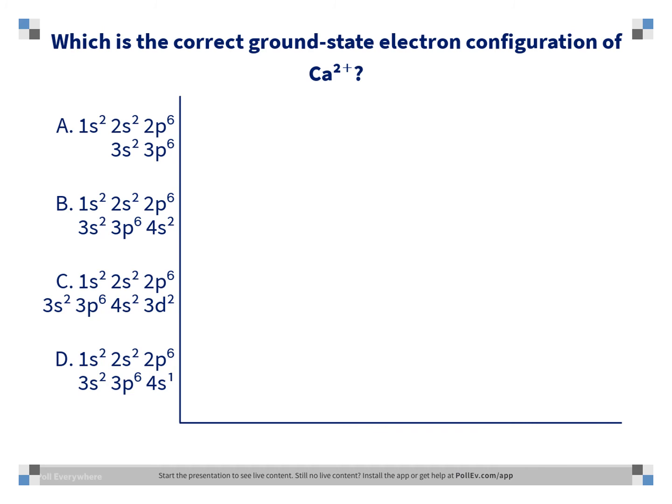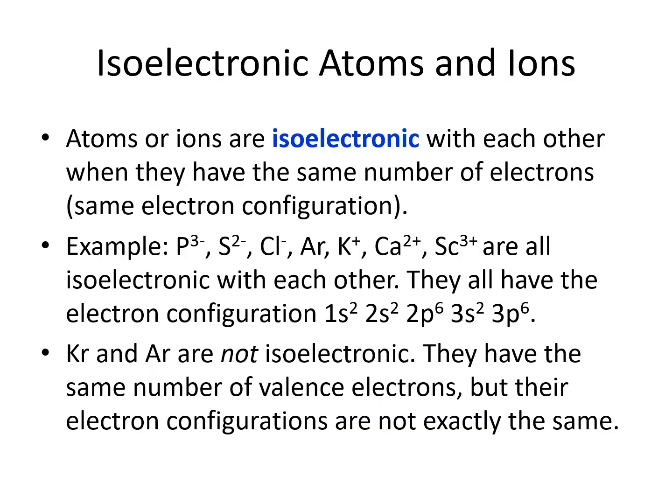Notice we end up with the exact same electron configuration as we got for the previous problem with the phosphide ion. We would say that the calcium ion and the phosphide ion are isoelectronic. Atoms or ions with the same exact electron configuration are isoelectronic. They end up having the same number of electrons as each other.